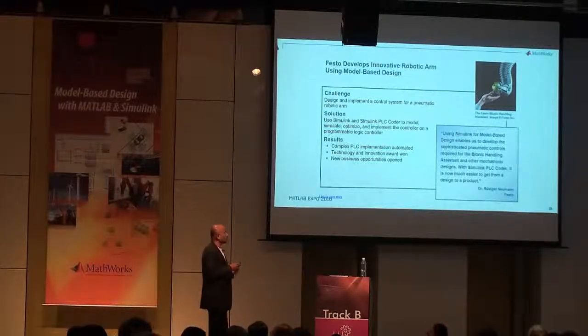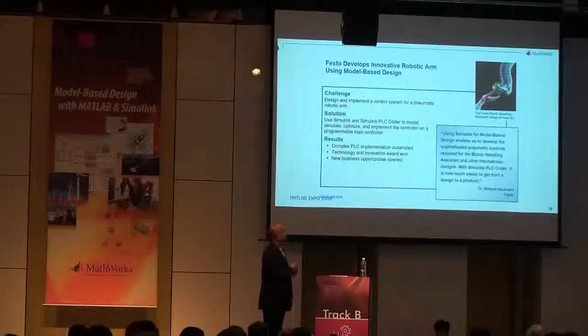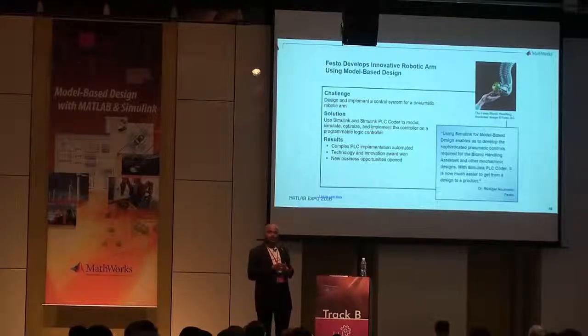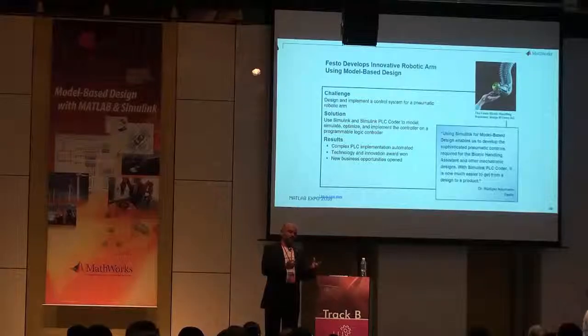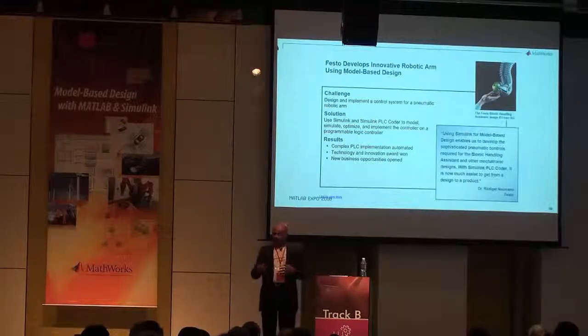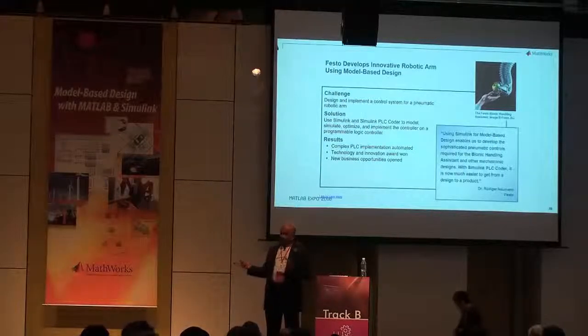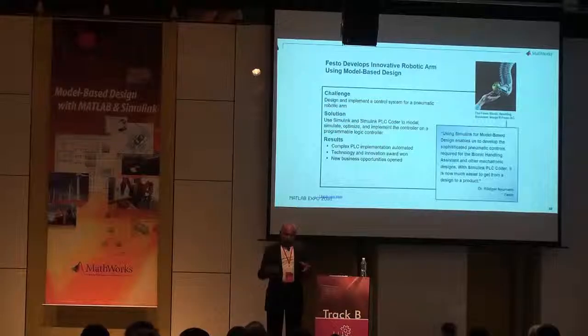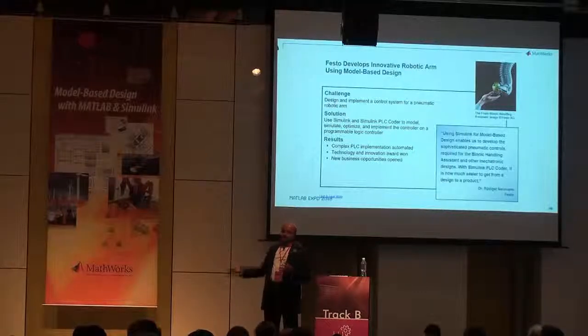And then this is a company called Festo. This is what's called a bionic arm, and this is used in an industrial setting. Because of the industrial setting, in this case, they are using PLCs to control this arm. It has pneumatics built into it, and the pneumatics are controlled by PLC. And in the other examples that we saw, MATLAB and Simulink was being used to generate C code. In this case, the difference is that MATLAB and Simulink is being used to generate PLC code.